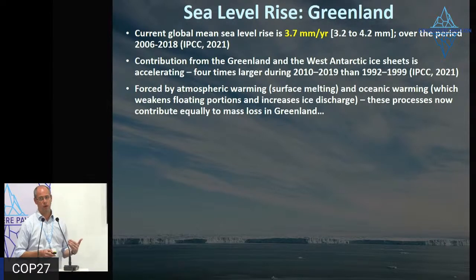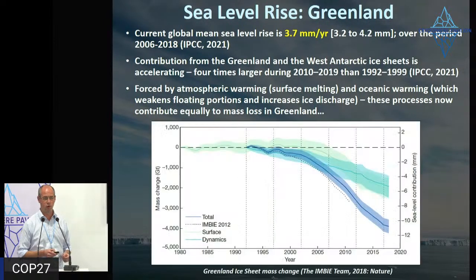But also elsewhere, particularly in Antarctica, but also in Greenland to an extent, we know that warmer oceans are leading to mass loss and contributing to sea level rise. And that process is far more important in Antarctica than Greenland. So this assessment here is showing you a summary of some of the things that Jason touched on there. This is the sea level rise from the Greenland ice sheet over the last few decades. It's added about 11 millimeters to global mean sea level.